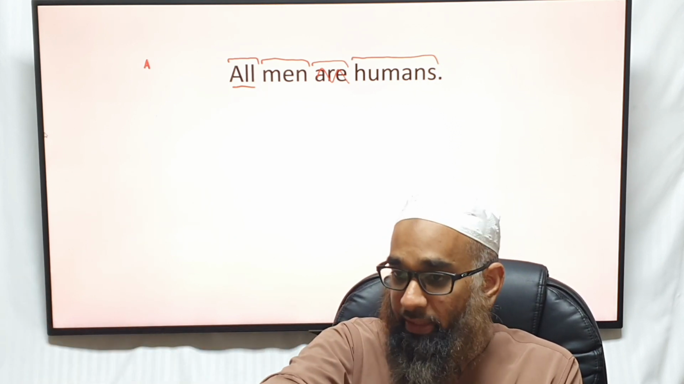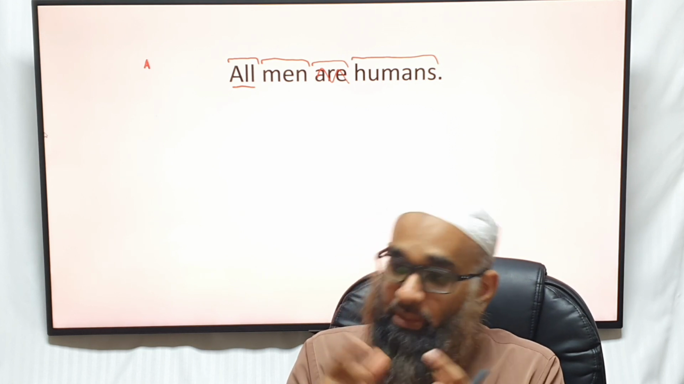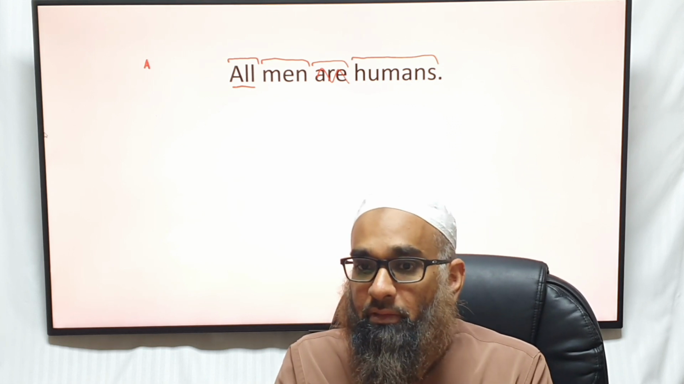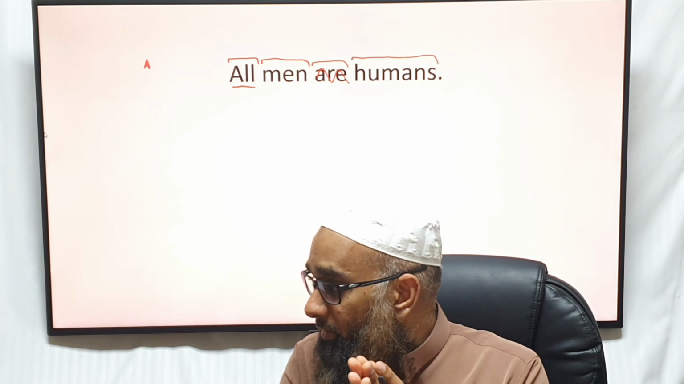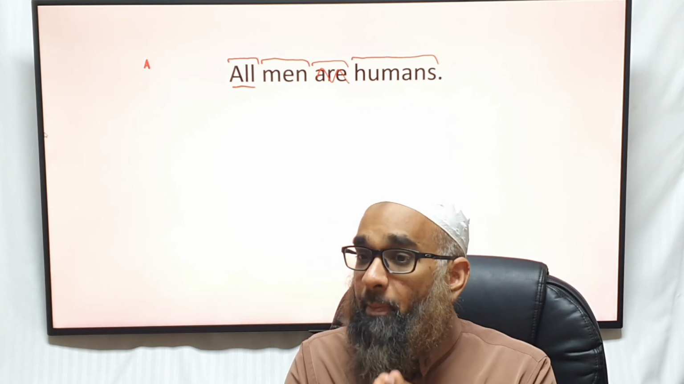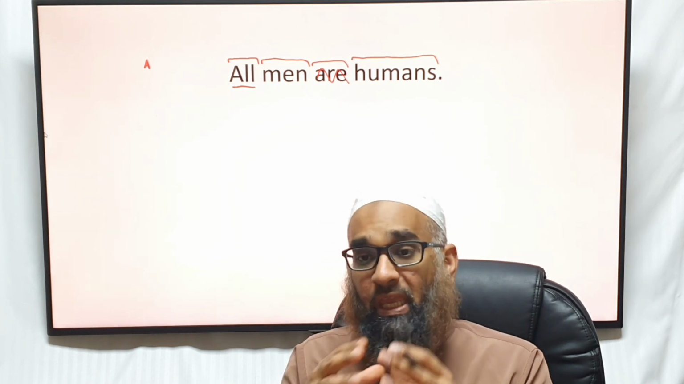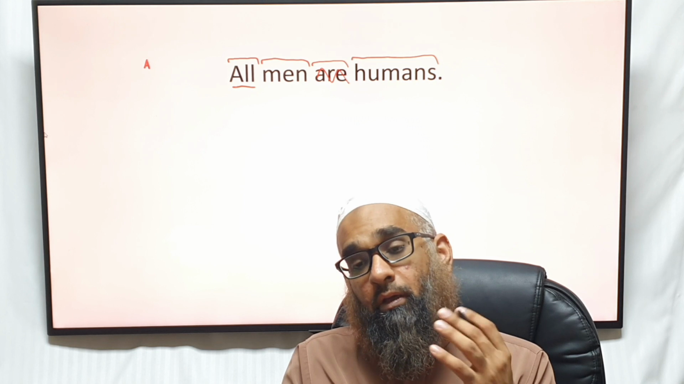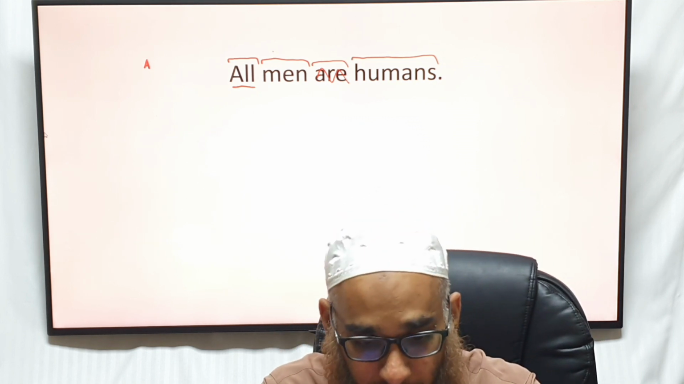So in the A proposition, what's distributed? Men, which is the subject. We come to know something about all men, or all of the subject. So whenever we have an A proposition, what happens? The subject is distributed. So we say here, this is distributed.